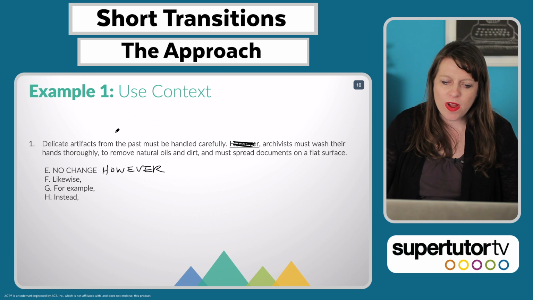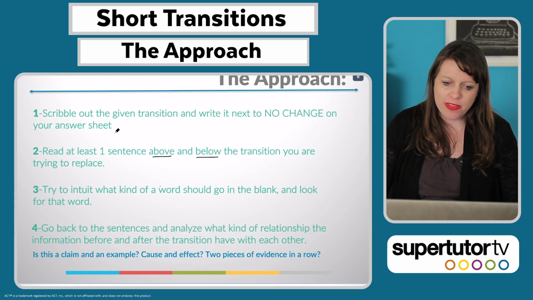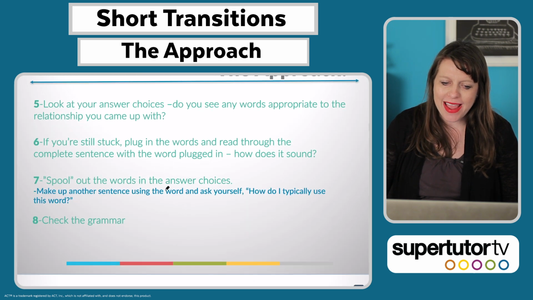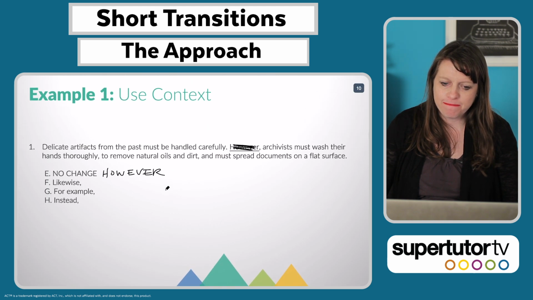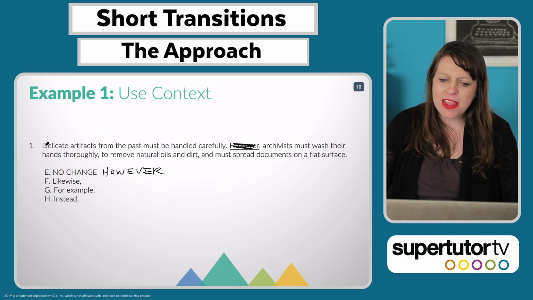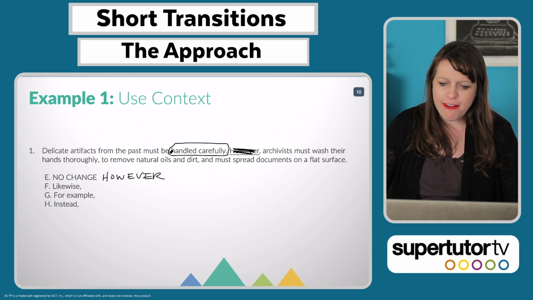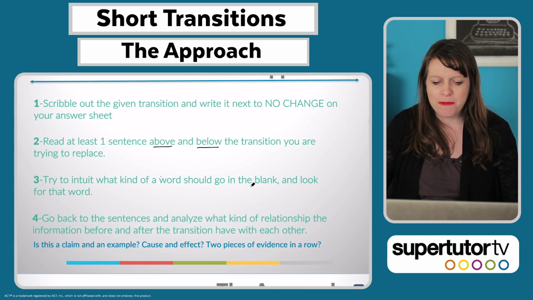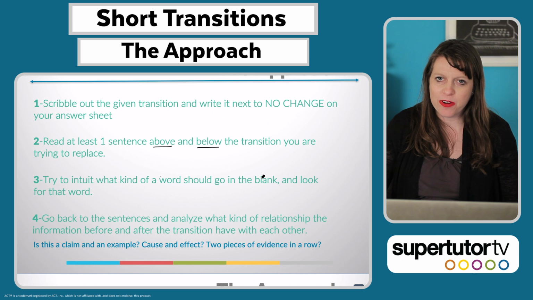So then, now that I've read those, I'm going to try to intuit, this is number 3, what kind of word should go in the blank, and I'm going to look for that word. So my intuition says, and maybe it's not super obvious, but this is talking about how we have to handle things carefully. So now I'm getting into analysis, which is my next step. If I can see it really fast, if my ear can almost hear what should go there, then I'm going to select that word and just finish.